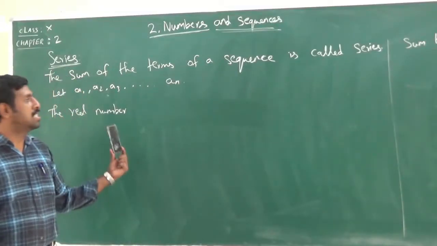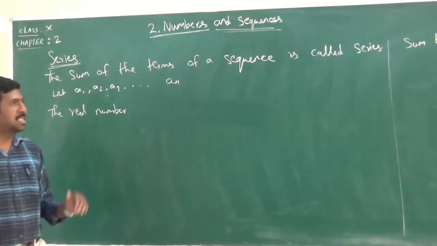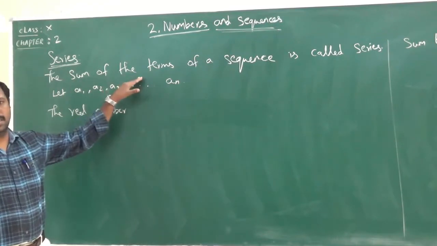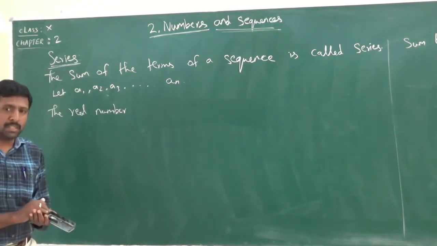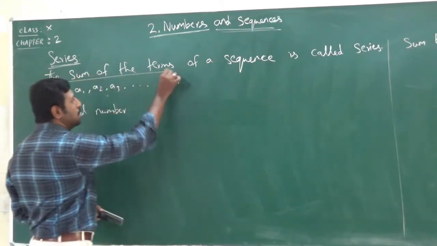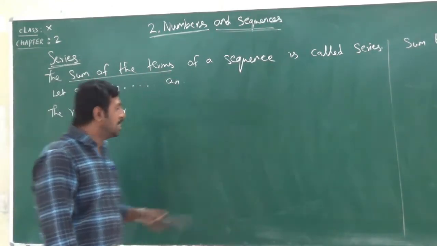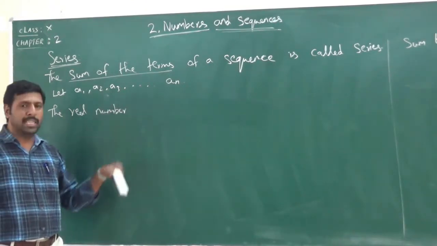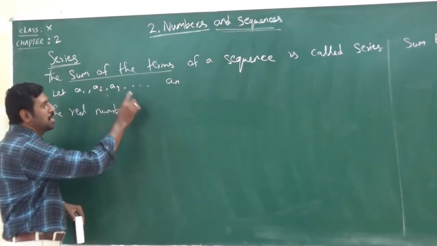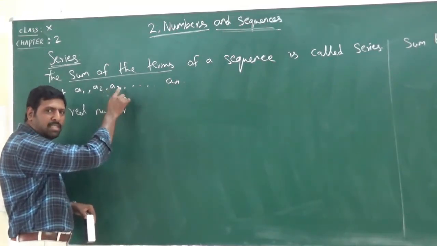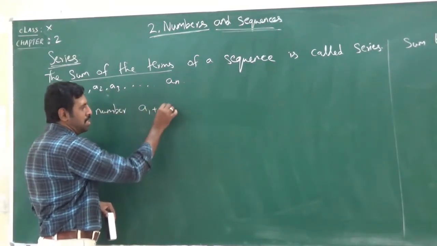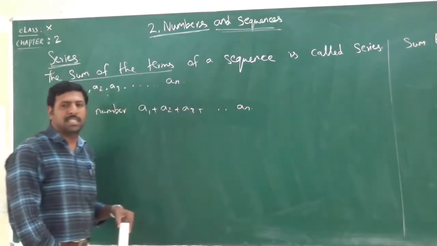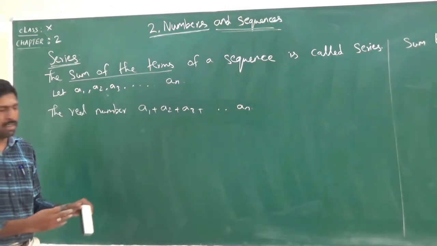Next we see the series. A series is nothing but the addition of the sequence, right? The sum of the terms of the sequence is called a series. Here the general term of the sequence is a1, a2, a3 up to an terms. The addition of the sequence, a1 plus a2 plus a3 up to the an term, is called a series.